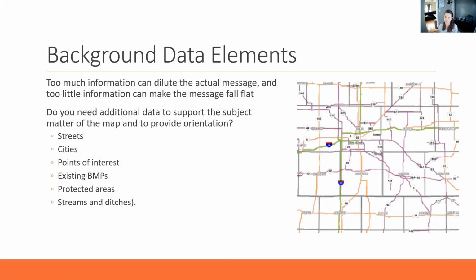So again, what's your objective? Same with streams or cities. It's nice to have cities on there as landmarks. Some of the producers I work with really enjoy seeing the section, township, range on there, because that's how they operate in their day-to-day. Some more things: are there existing conservation practices out there? Do you have a data layer that can illustrate or point out where easements exist, or previous implementation efforts have been conducted, or protected areas?